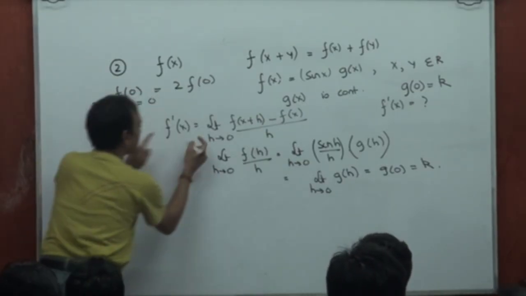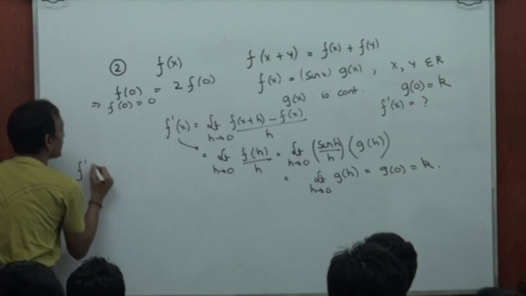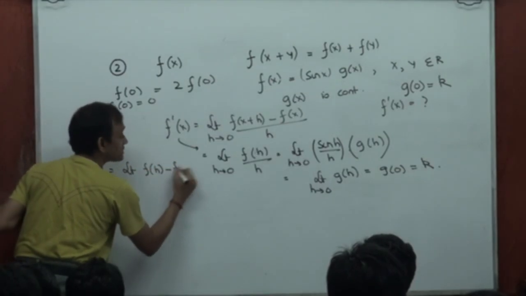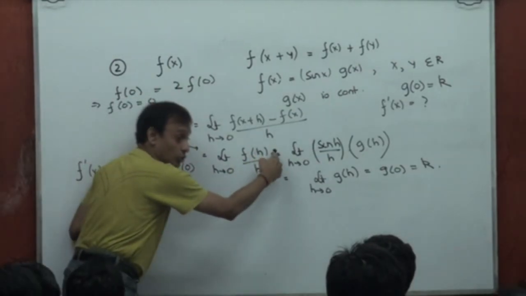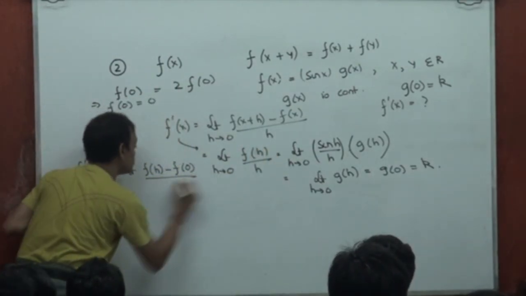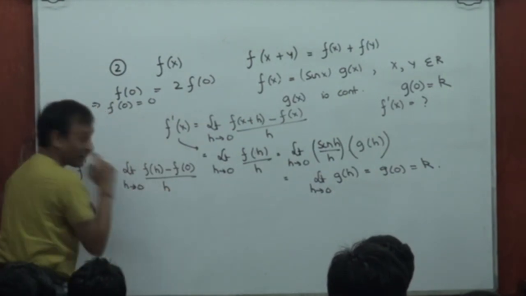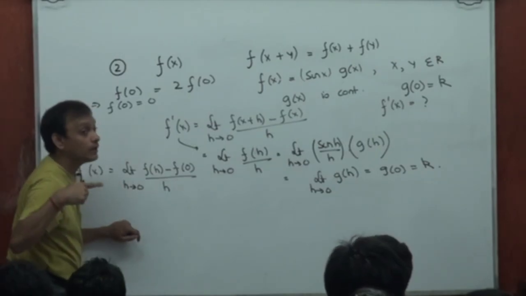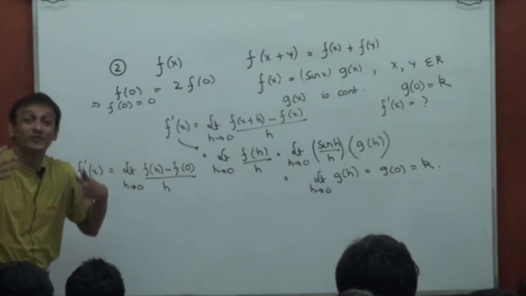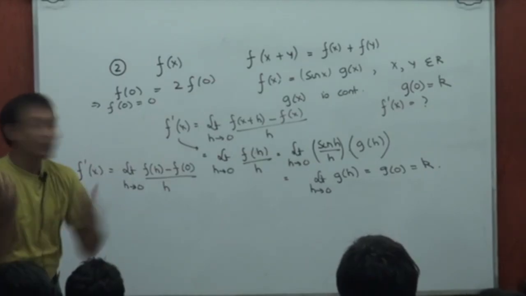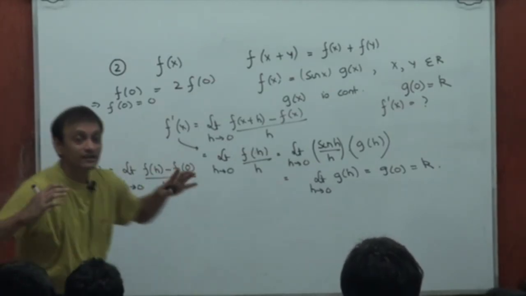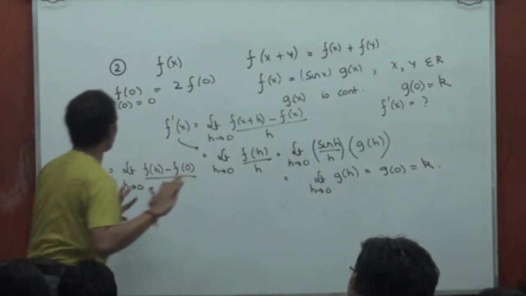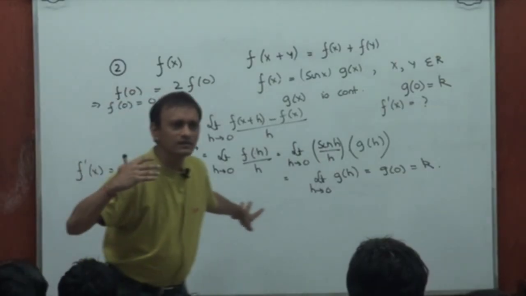Now, what I get from this is f dash x is limit f(h) minus f(0), because f(0) is 0, divided by h as h tends to 0. What is this supposed to be? Why are you tentative? Be loud. What is this? Left hand, right hand is not there here. Tell me, what is this?